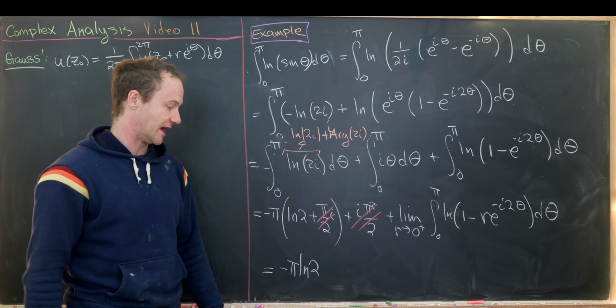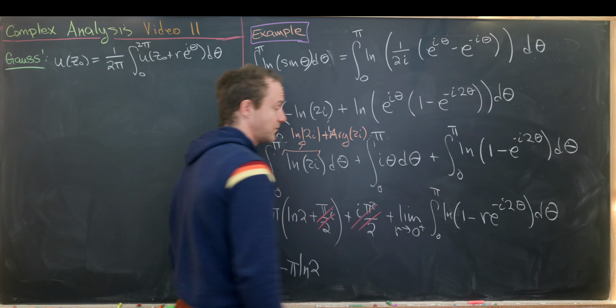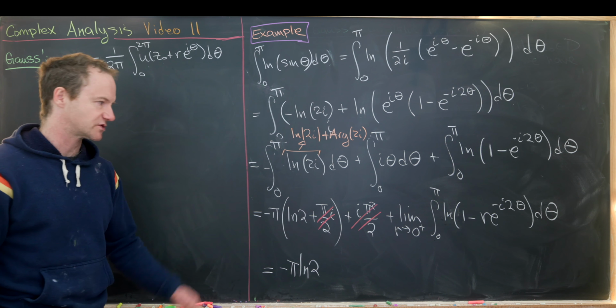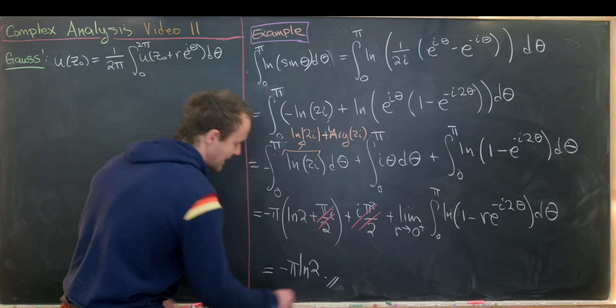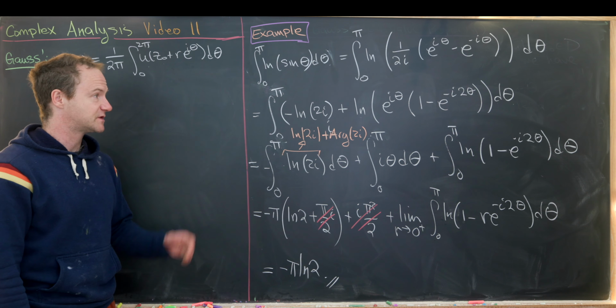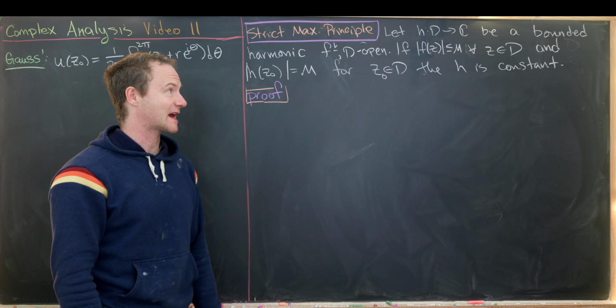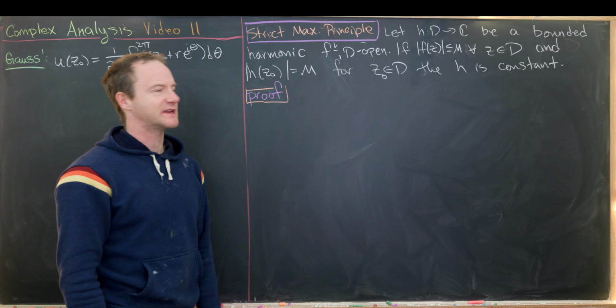So we're actually okay. Like I said, this will be natural log of the center point, but that's 1, and natural log of 1 is 0, which means we have our final value, which is minus pi natural log of 2. Okay, so now let's move on to our next result. Now we're ready to look at something called the strict maximum principle. So let's see what it says.